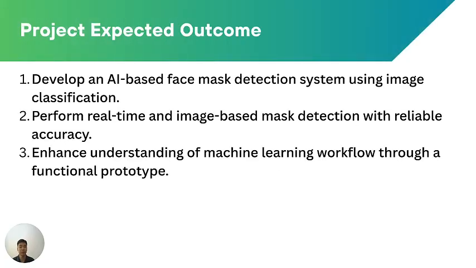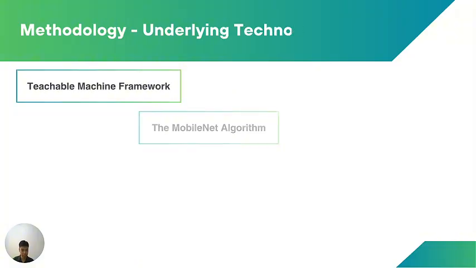All right, so for the project expected outcome, the first one is to develop an AI-based face mask detection system using image classification. The second one is to perform a real-time and image-based mask detection with reliable accuracy. And the last one is to enhance the understanding of machine learning workflow through a functional prototype.